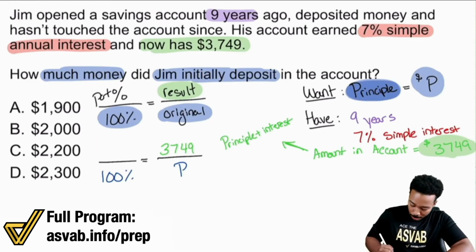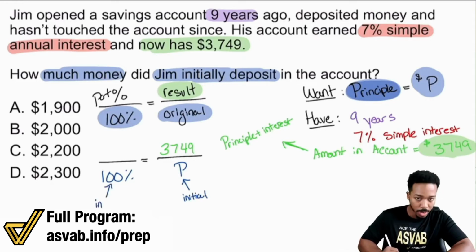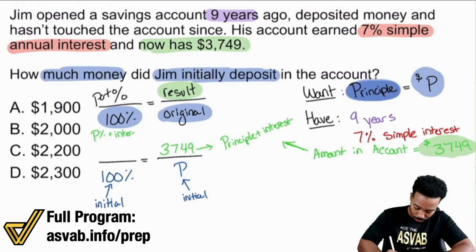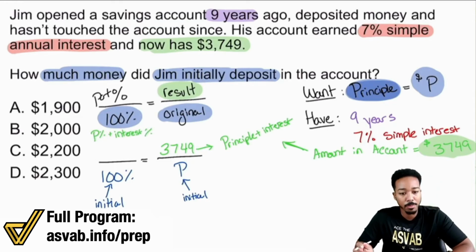Remember, this is the initial or principal. This is the initial as well. You started with 100% of your money, right? Now over here, this is going to be principal plus interest. So this needs to be the principal percent plus the interest percent. That's what it needs to be. Again, it has to match up. If this over here is principal plus interest, this has to be the percent that represents the principal plus the interest. How do we get that?